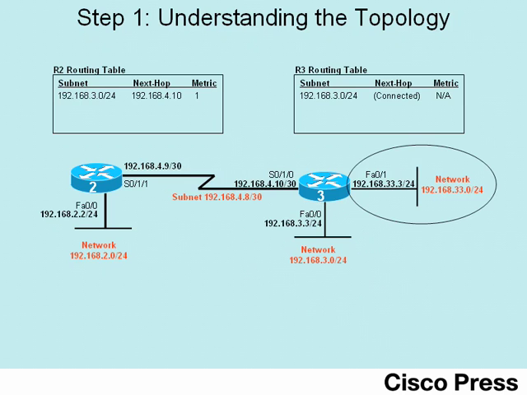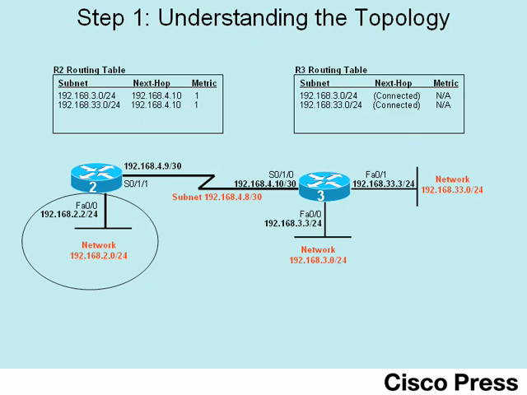Similarly, R3 is connected to network 192.168.33.0, no subnetting again, so R3 has a connected route to reach that network. R2 will end up with a route to reach that network as well once it's learned using RIP, with next hop address 192.168.4.10. This same kind of thing happens over on R2.